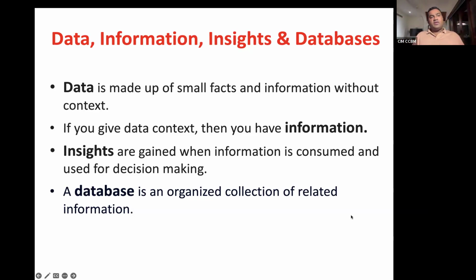So let's start with data, raw data. Data is made up of small facts and information without context. If you go to a hotel and check into a room, you fill in forms, that is data. People collect your raw data. There's no context to it, and that goes into a system, into a computer. It's just raw numbers and terms and words.